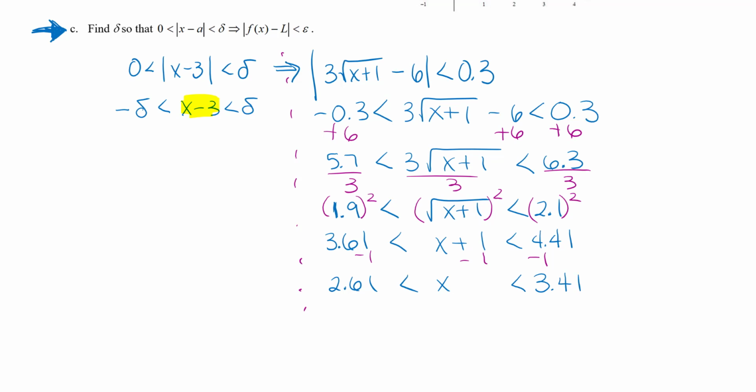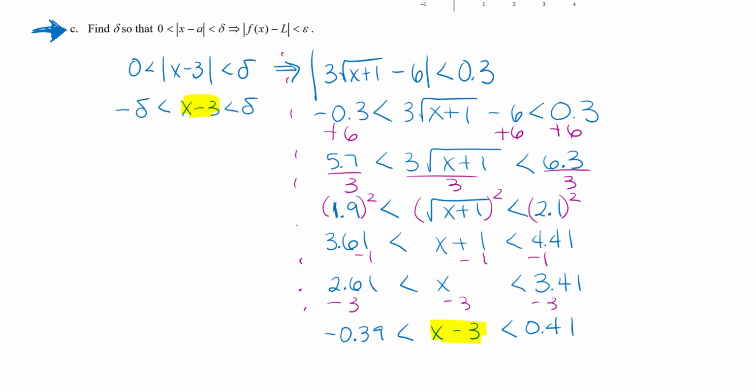And remembering that I want an x minus 3 in the middle of my inequality, I'm going to go ahead and subtract 3 from everywhere. So on the left end, 2.61 minus 3 is negative 0.39, and that's going to be less than x minus 3, which will be less than 0.41. So I have the x minus 3 in the middle as I wanted.